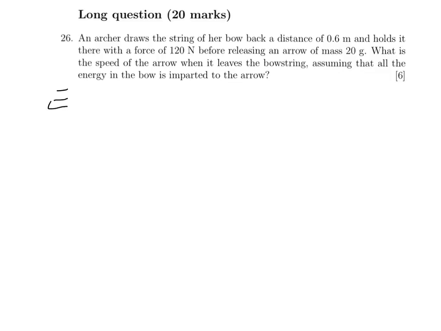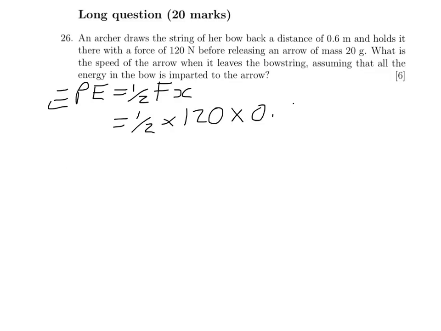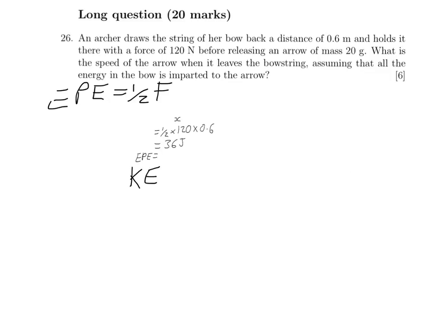This long question is a mechanics question, so we're going to start off with finding the elastic potential energy of our drawn back bow and arrow, which is, so elastic potential energy is a half times the force times the distance. So it's a half times our force, which is 120 newtons, times the distance that it's pulled back, 0.6 meters, and that gives us 36 joules of energy stored in this drawn back bow. And we're going to equate that to the kinetic energy, and that will tell us the speed of the arrow when it leaves the bowstring.